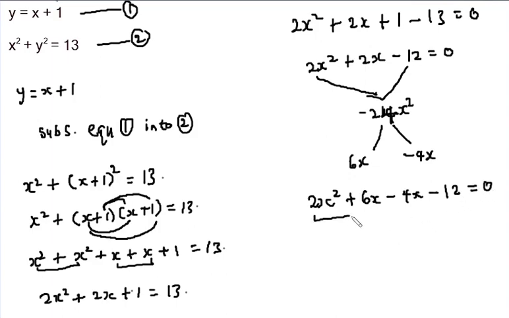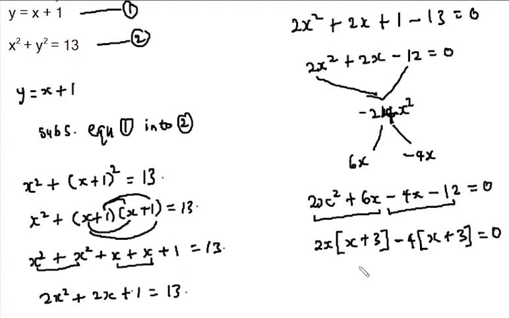So I'm factorizing this in 2's. I'm factorizing this and this, and this and this. If you look at these first two terms, the common factor here is 2x. If you factorize 2x from 2x squared, you get x. If you factorize 2x from 6x, you get plus 3. If you look at these two terms, the common factor here is minus 4. If you factorize minus 4 from minus 4x, you get x. If you factorize minus 4 from minus 12, you get plus 3. So this is equal to 0.